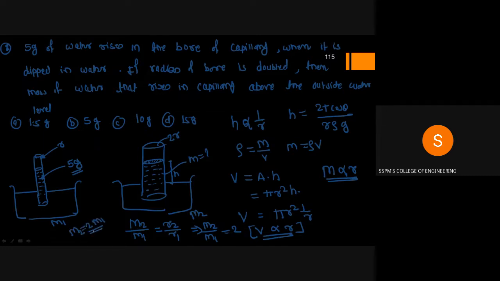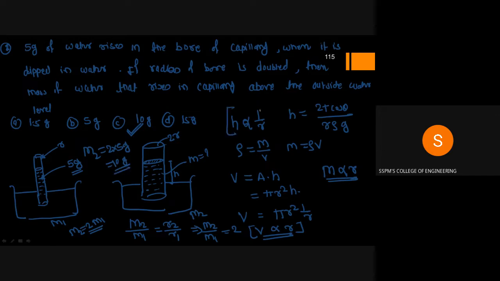So the initial mass is 5 g. So the second mass will be 2 into 5 g, it is 10 g. So the correct option is option C. Here m2 is equal to 2 into 5 g, so this is 10 g.